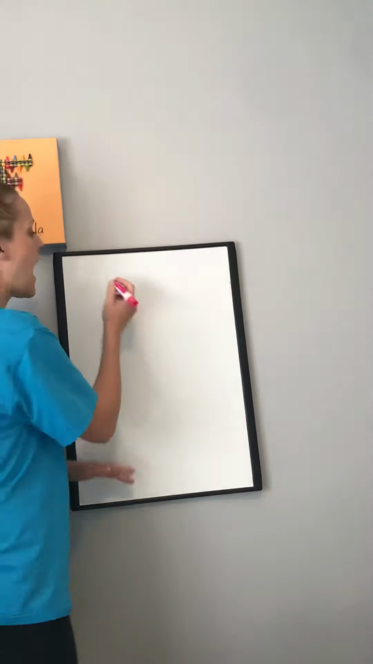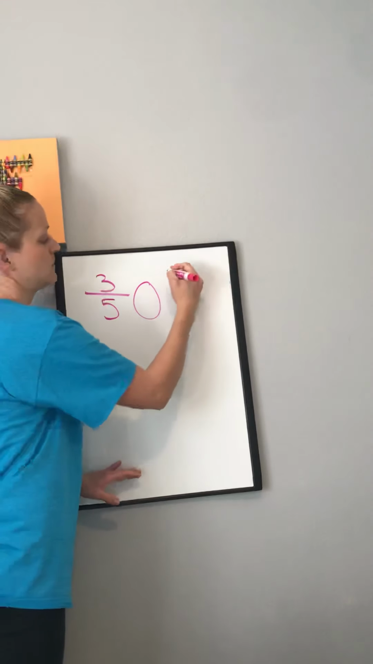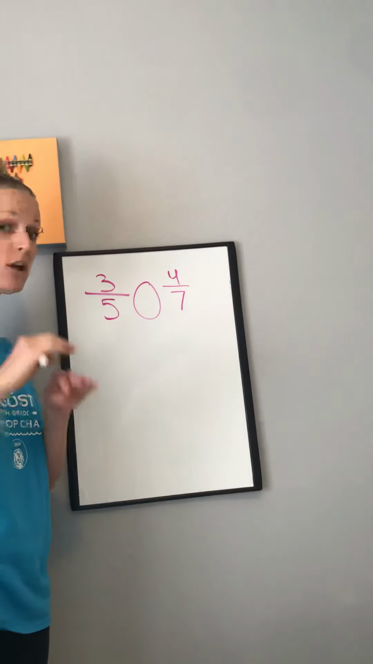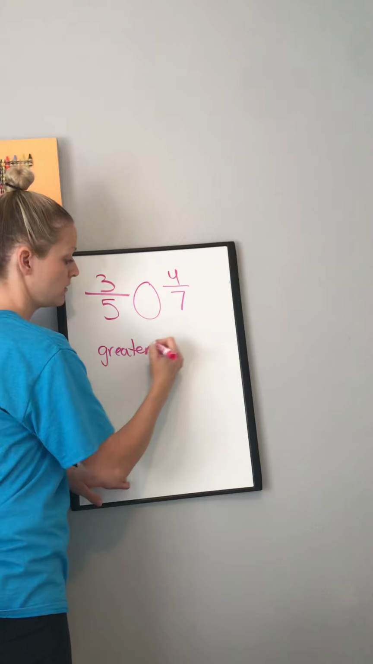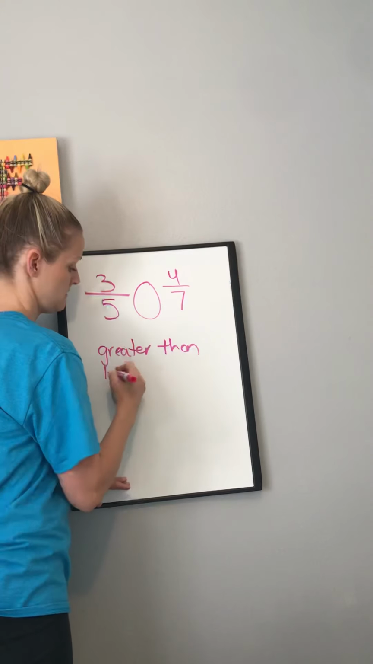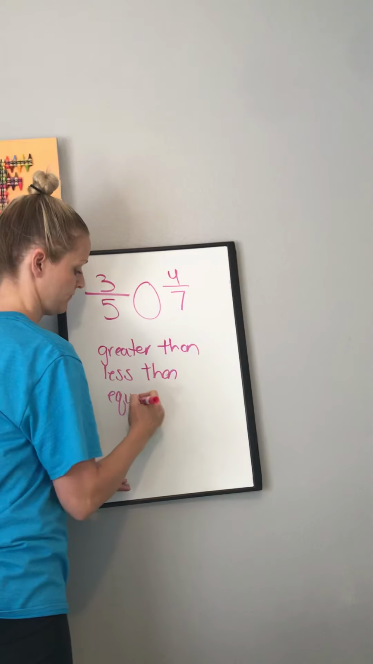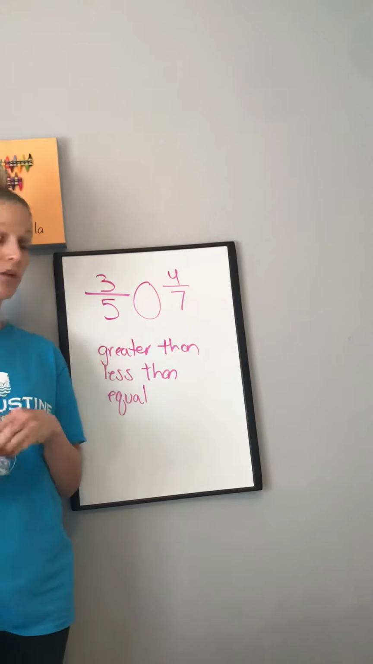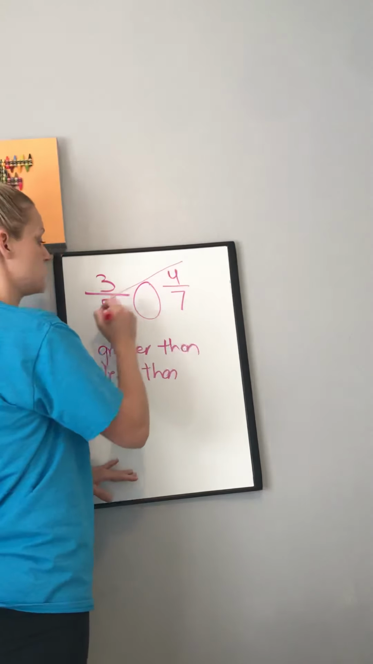I am comparing 3/5 compared to 4/7. This is how I'm going to compare my fractions. Now remember, any question that is worded with greater than, less than, or equal to means you're comparing, okay? Our trick for comparing fractions is the butterfly method, the cross multiplication.